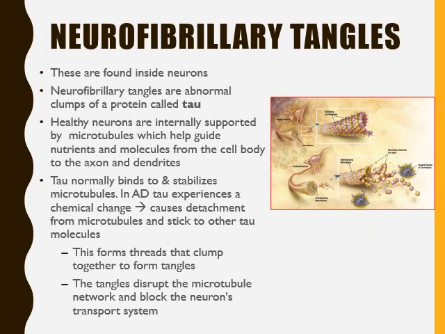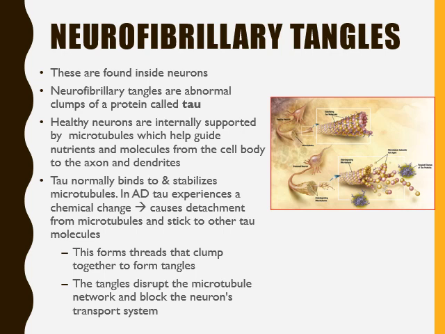So the tangles are found inside the neuron. We've been talking about outside the neurons, where you can basically see the nerve cell. This is now what's happening inside. The neurofibrillary tangles are abnormal clumps of a protein. The protein is called tau. And you saw tau with another dementia process as well. So that's why we look for certain types of things when we are trying to diagnose our dementias.